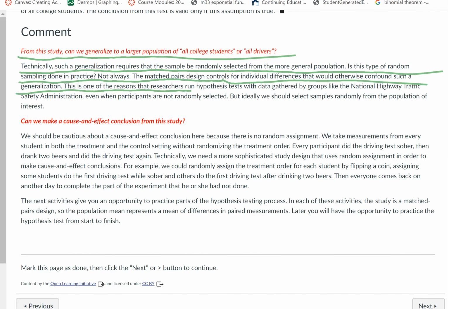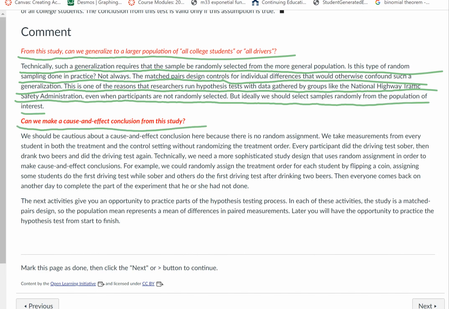This is one of the reasons that researchers run hypothesis tests with data gathered by groups like the National Highway Traffic Safety Administration, even when participants are not randomly selected. But ideally, we should select samples randomly from the population of interest to get a true sense of the data for the overall population. Another question might be, can we make a cause and effect conclusion from the study?